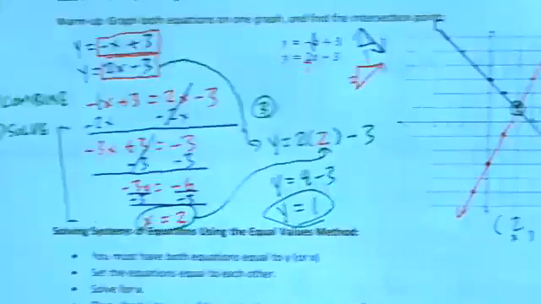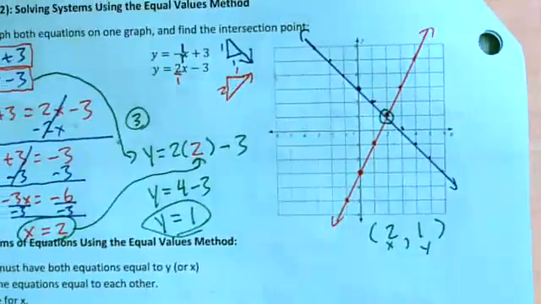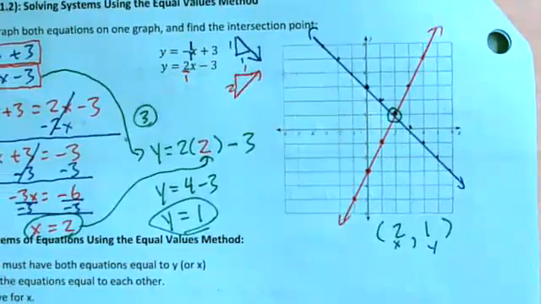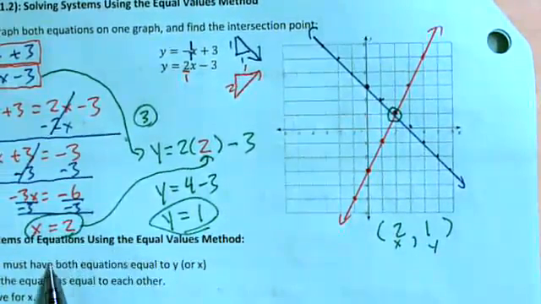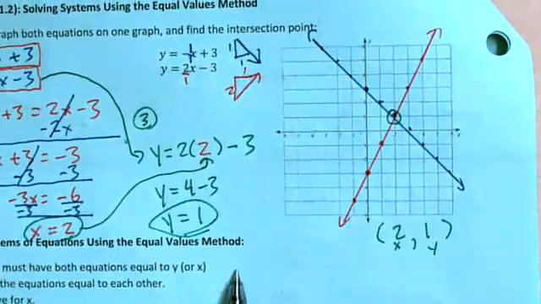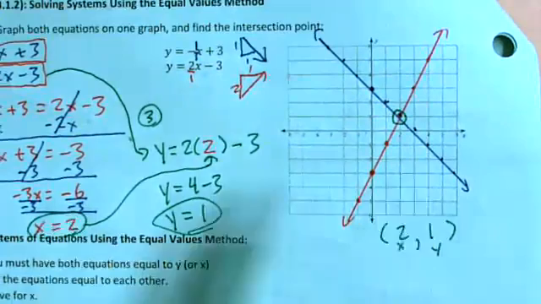I want you to notice something. When we graphed it, what was our intersection point? 2, 1. Do you think it's coincidence that we came up with those same exact numbers when we solved it algebraically? That's definitely not coincidence. We actually solved this problem 2 different ways.